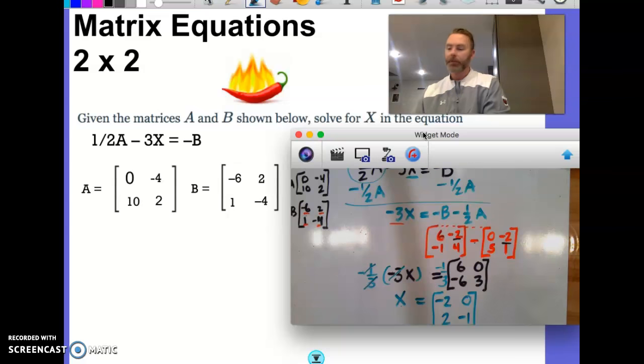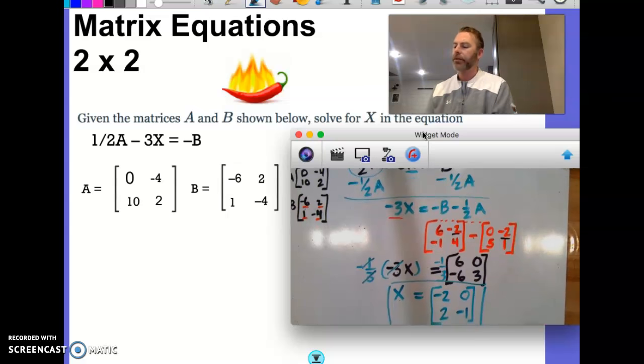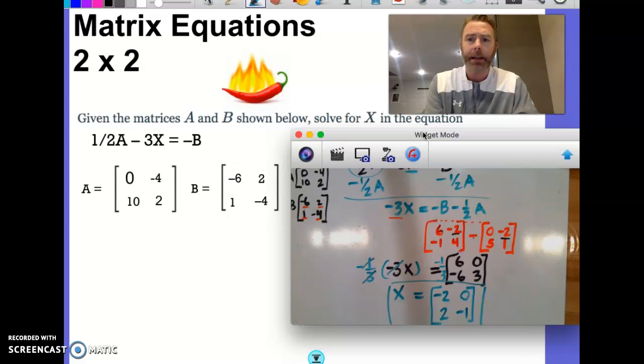So we need to be a little bit careful here. We don't divide matrices. We can only multiply matrices. So when we do this, when we have something like this, make sure we multiply by the inverse of this. And that's it. A couple pieces for you guys to practice today.